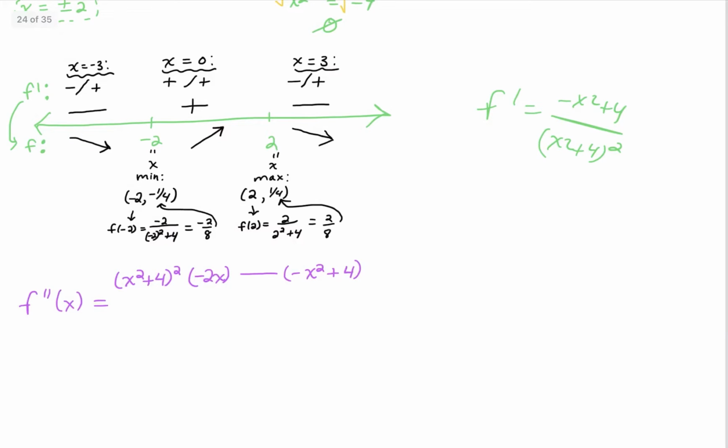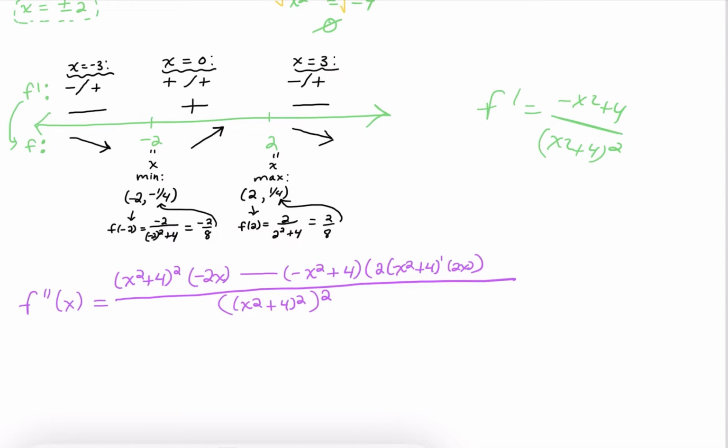the derivative of the denominator, which is going to require our chain rule. So 2 times the quantity x squared plus 4 to the first, and then times the derivative of that inside, so times 2x. And then this whole thing is all going to be over our denominator, which is that binomial squared, quantity squared.